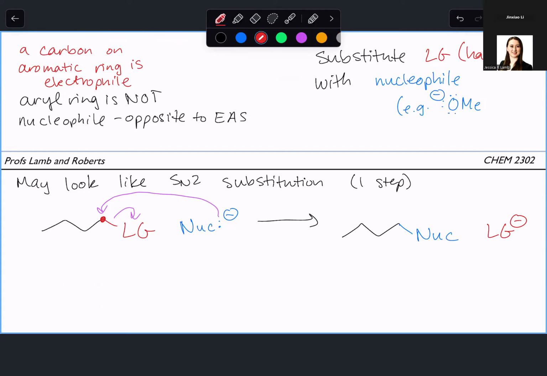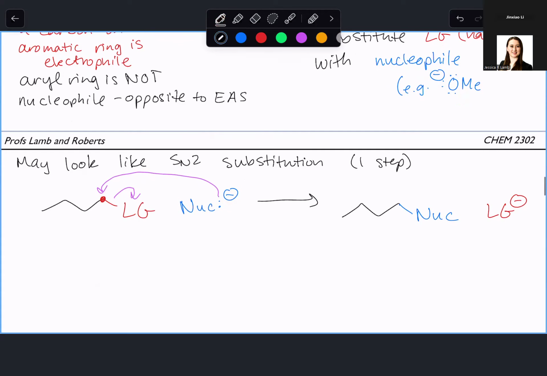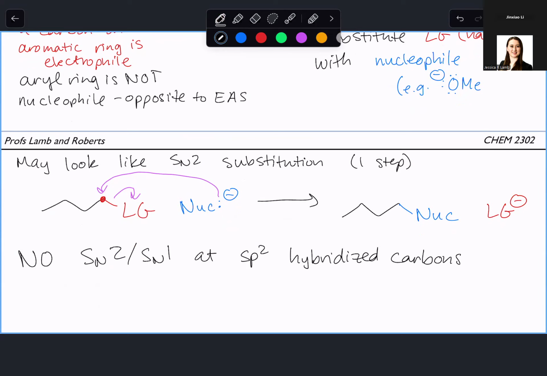It looks really similar. However, these are not the same mechanisms because there is no SN2 or SN1 at sp2 hybridized carbons. So what does that mean? Remember, if we look at this electrophilic site right here, in this SN2 reaction where we have an alkyl halide, that is an sp3 hybridized carbon, right? Because there are two hydrogens here that are implied. So two hydrogens plus this carbon plus leaving group, 4 bonds to different atoms makes it sp3.